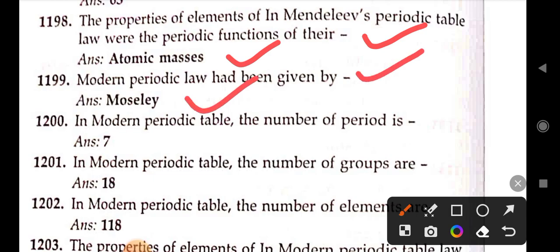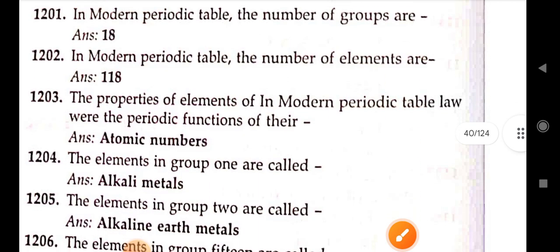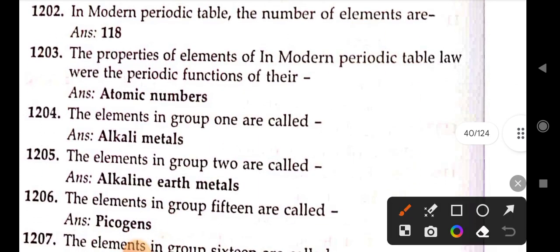In the modern periodic table, the number of periods is 7, the number of groups is 18, and the number of elements is 118. Next, the modern periodic law states that the properties of elements are a periodic function of their atomic number.